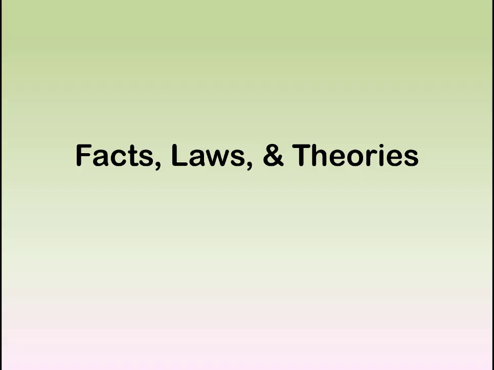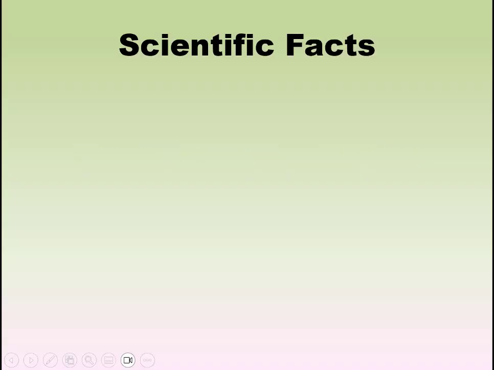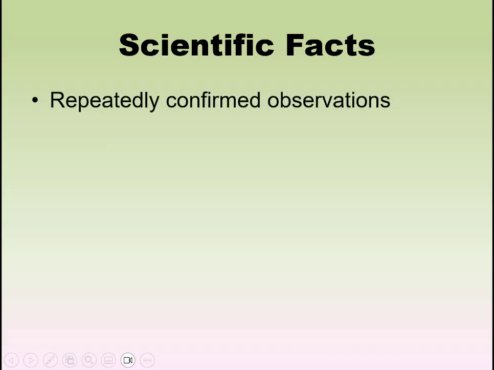When we take a look at scientific facts, facts are ultimately simply repeatedly confirmed observations. These are things that we have repeatedly seen in nature, we've repeatedly measured. Those things have been repeatedly confirmed, and thus we accept them as facts.